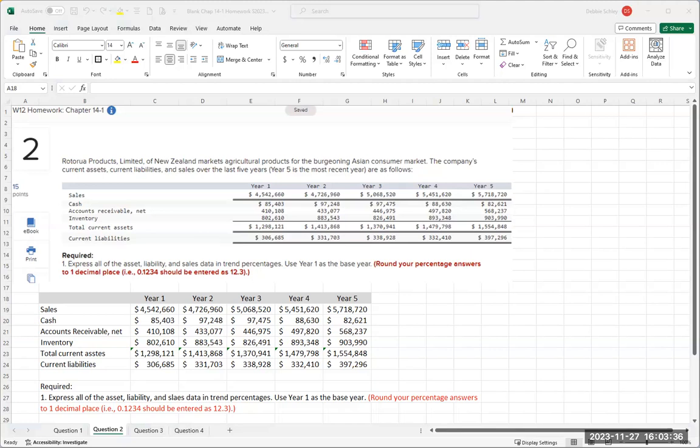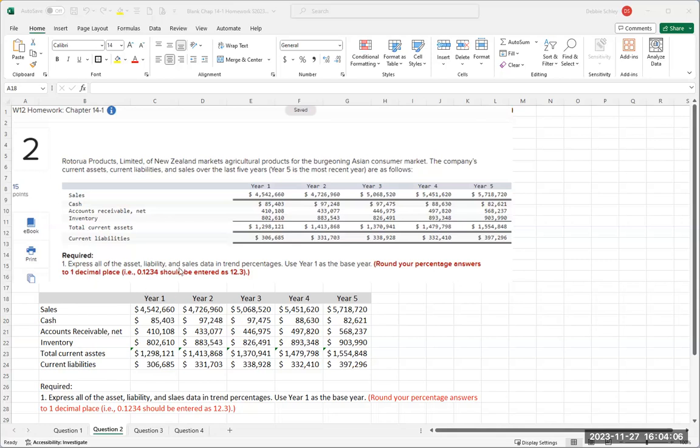Rotorua Products Limited of New Zealand markets agricultural products for the growing Asian consumer market. The company's current assets, current liabilities, and sales over the last 5 years, year 5 is the most recent year, are as follows. So they gave me all that data, and I just simply typed all that data into my Excel document so I can reference it.